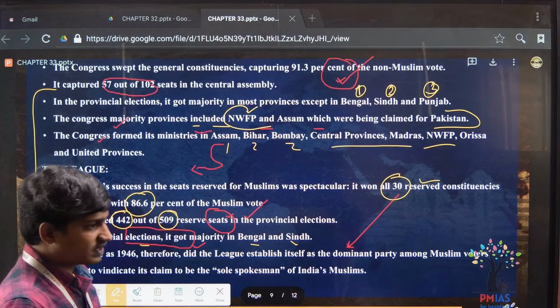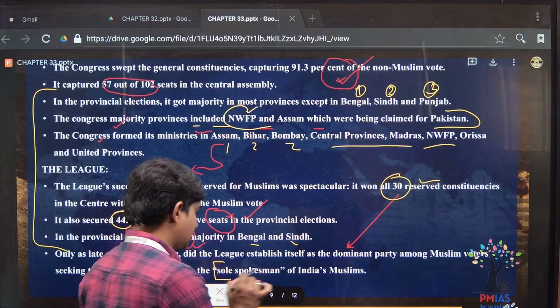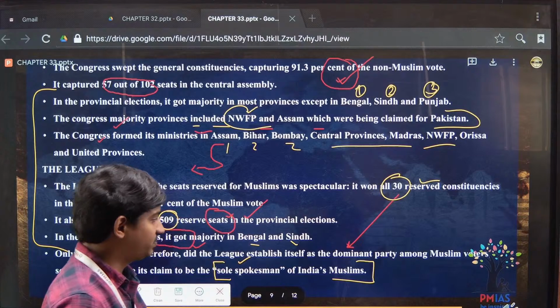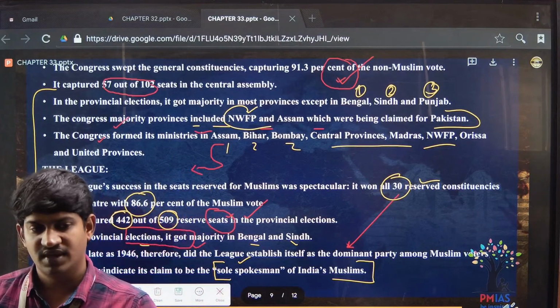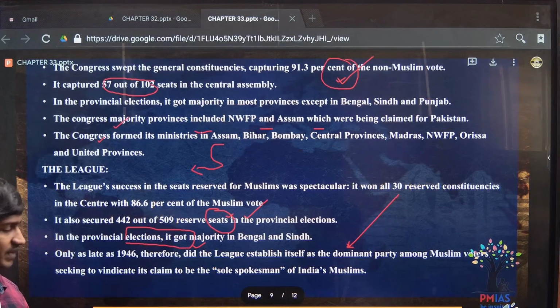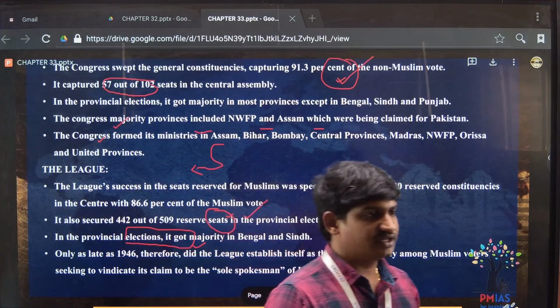And after this result, the Muslim League claimed that the Muslim League is the sole spokesman of Indian Muslims. We are here to take care of the minorities, and we are the only recognized political party who will fight for the cause of the minorities. So what they said in the election campaign became true for them at this point.